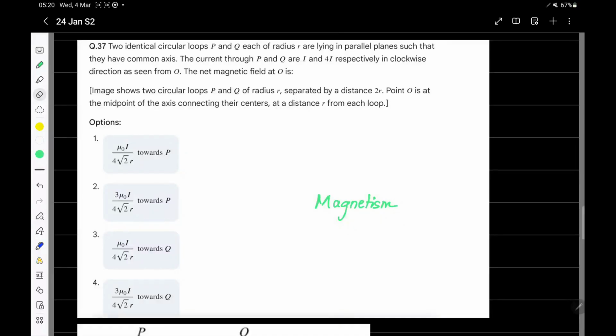Hello students, we are solving a question on magnetism. This is from 24th January, shift 2, JEE Mains 2026.